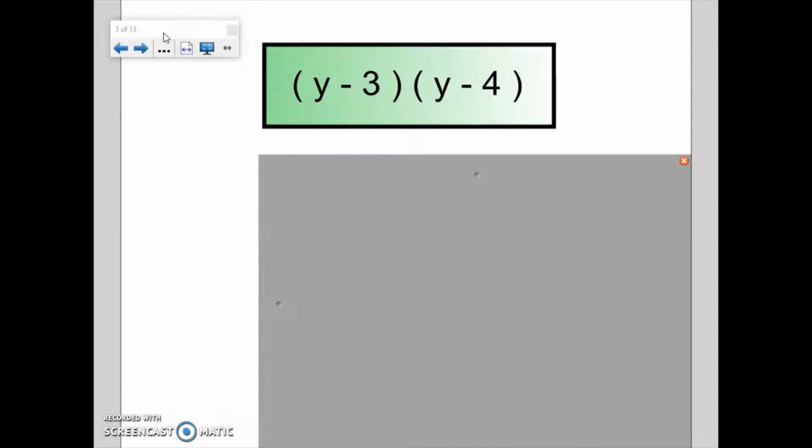Again, could you pause the video, have a go at this question, and then unpause the video when you're ready to see my solution. Okay, welcome back. Here is my solution.